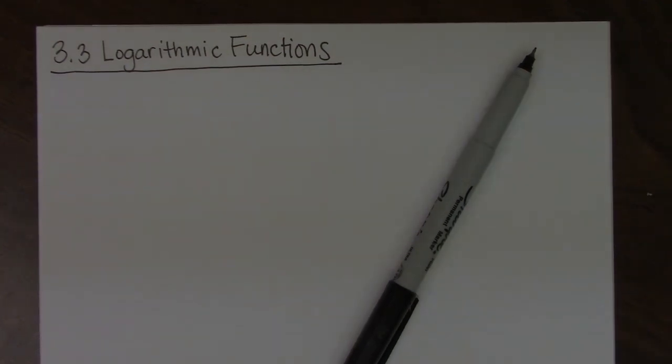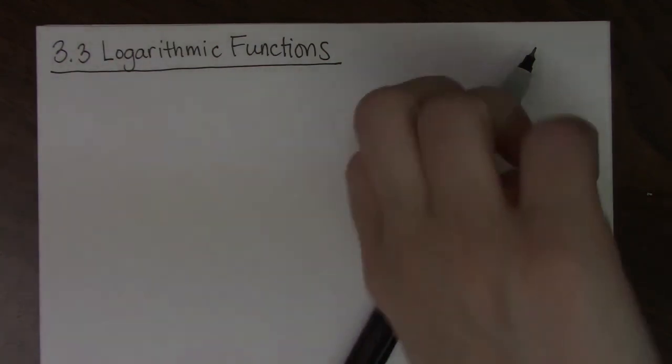Okay, so we ended last time with talking about e. We defined e, and then we introduced the idea that e has an inverse, right? e to the x, excuse me, has an inverse, and that inverse is what we call a logarithmic function.